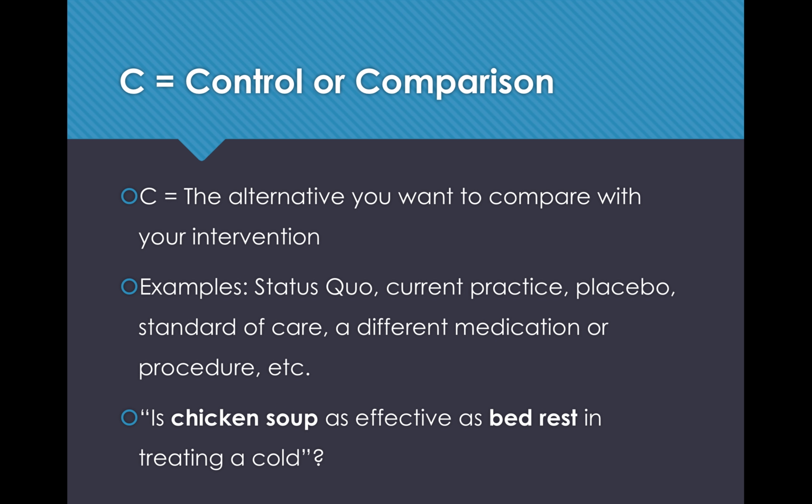In this sample statement or question, is chicken soup as effective as bed rest in treating a cold? The control is bed rest, and the intervention is chicken soup. Can you tell what the outcome is? The outcome is effective treatment of a cold, and the P, which is missing, is potentially patients who have a cold, although that could certainly be narrowed by age group, by location, or something more specific to help identify the P.